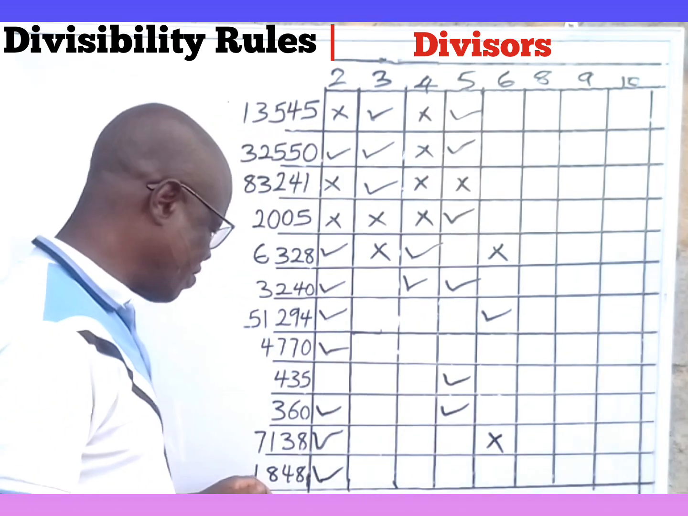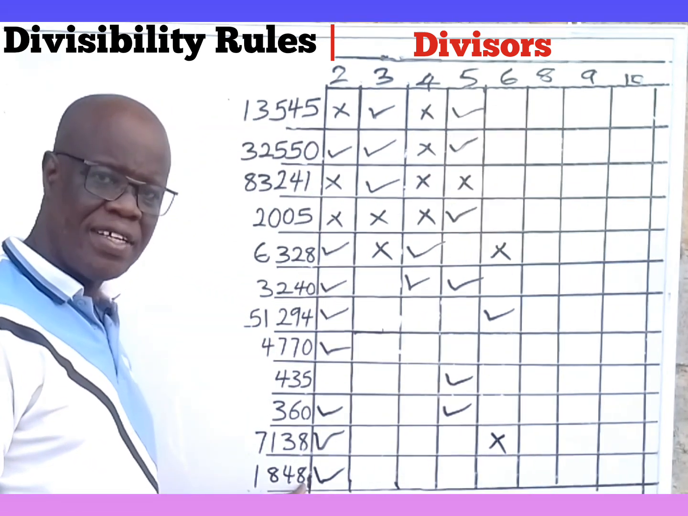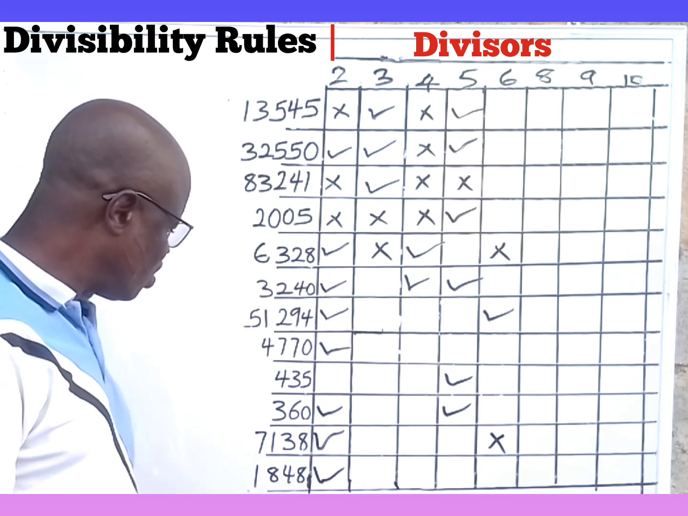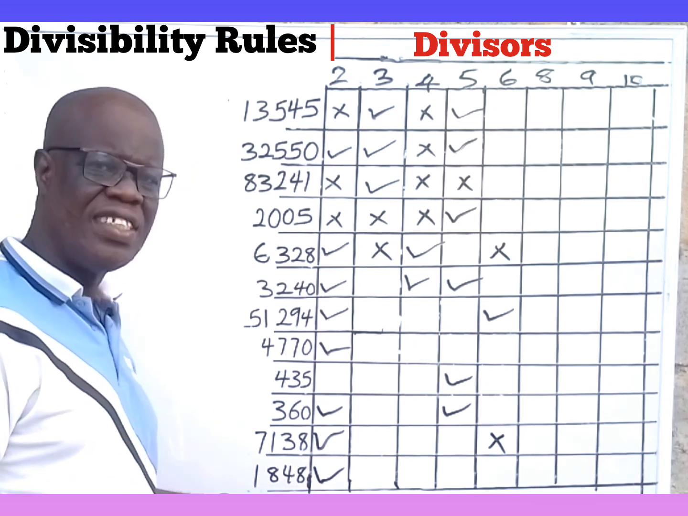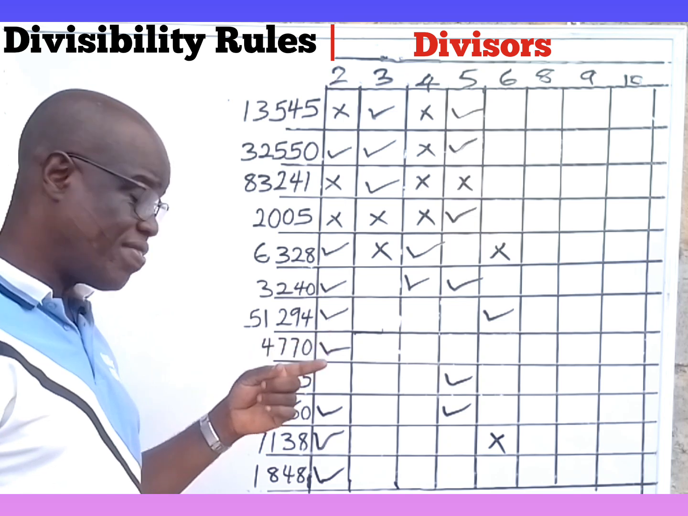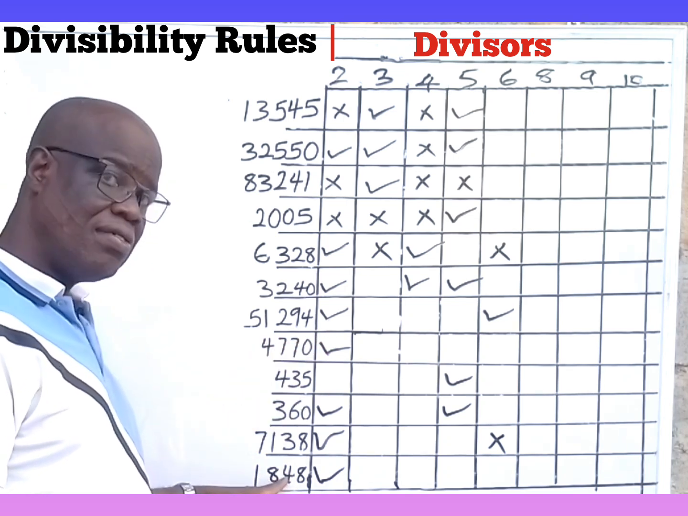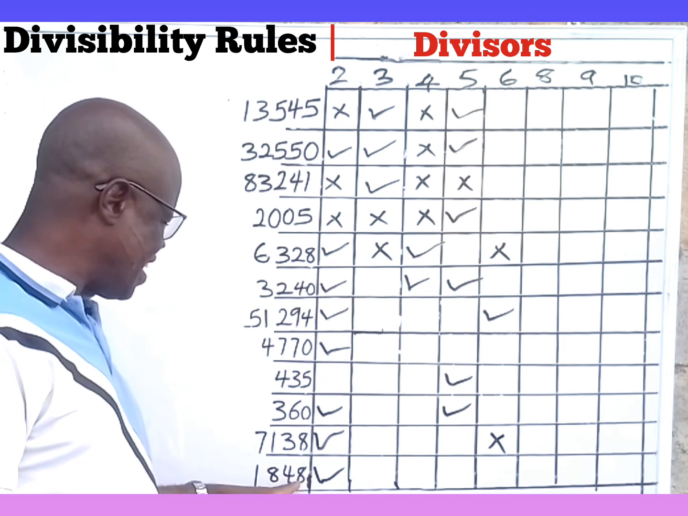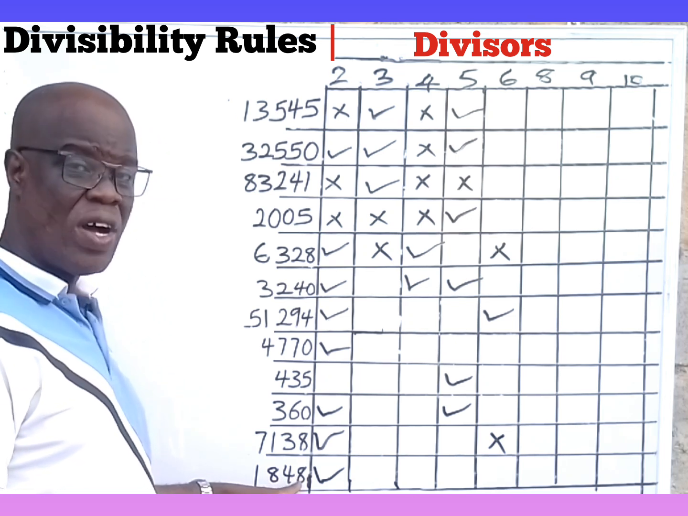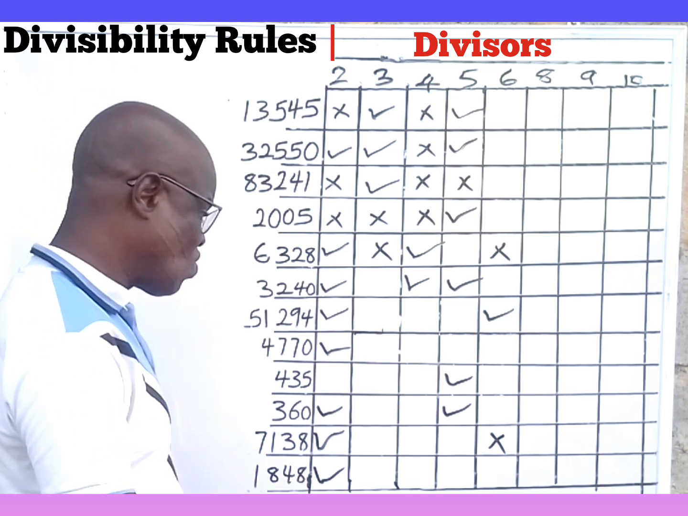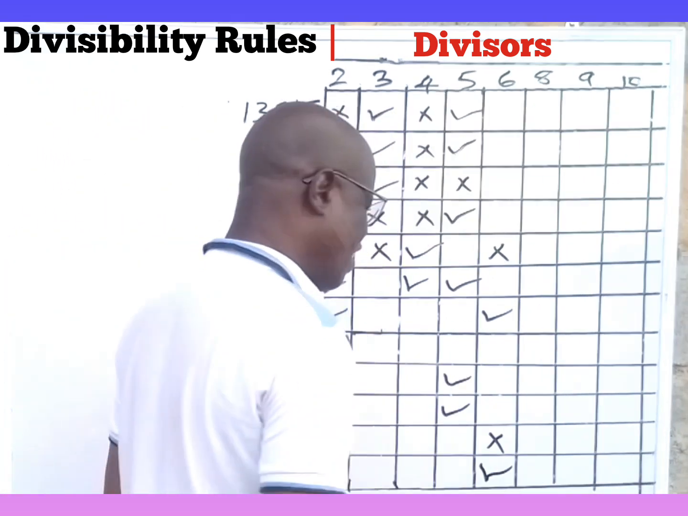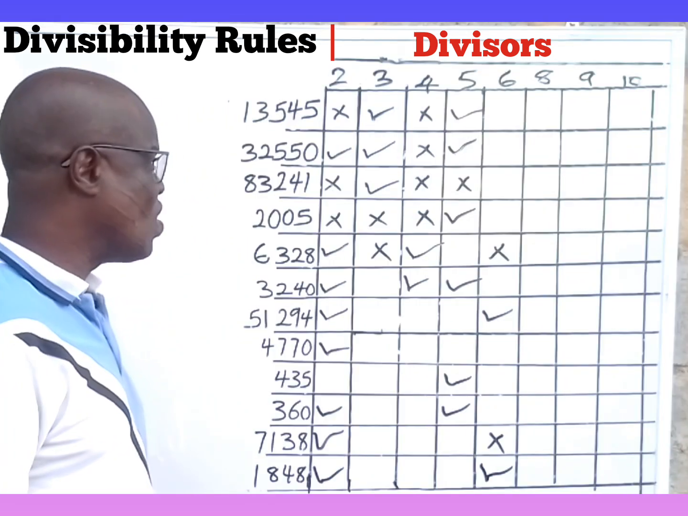So let's look at this one. This is an even number. That's the first condition. The second condition is that if you add all the digits together and divide by 3, it will go exactly. 1 plus 8, 9. 9 plus 4, 13. 13 plus 8, 21. 21 divided by 3, that is 7. So this one can be divided by 6 and it will go exactly.